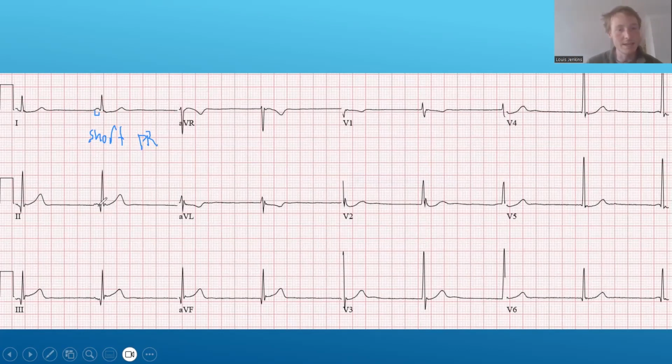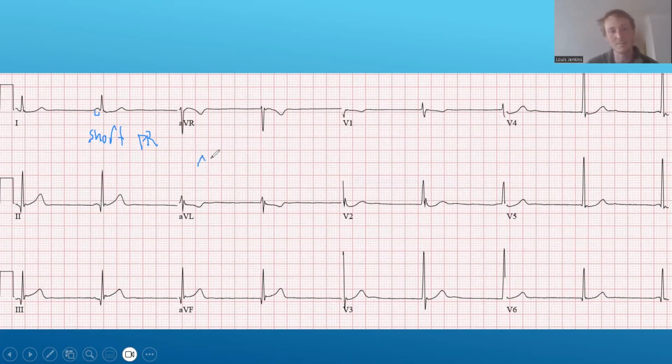And because I'm interested in this PR segment, we can go through and look at AVL, but I'm going to look at lead 2 because that's usually the best lead to view our P waves in. I definitely confirm that our PR segment is short, and also the morphology of the P wave is a little bit unusual. It's got this almost wriggly bifid thing to it.